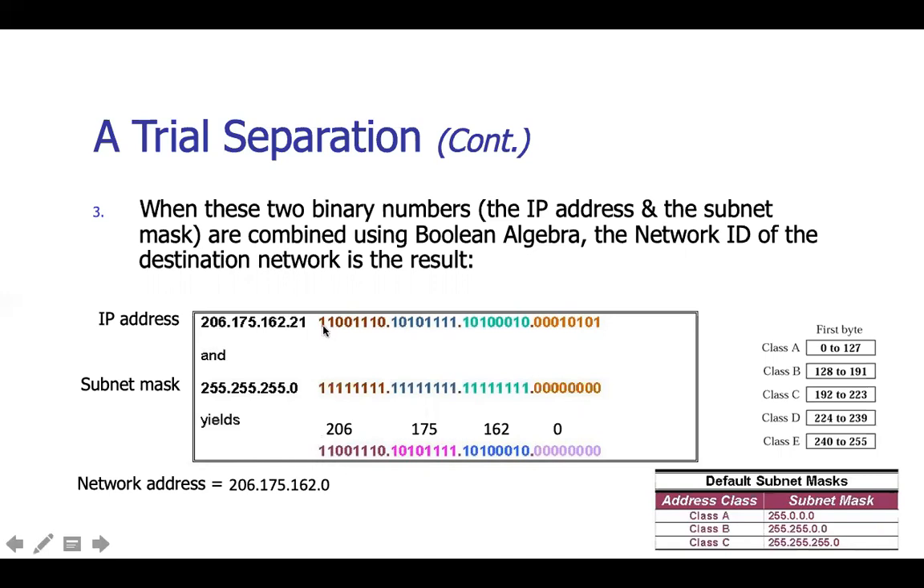So you know that 1 and 1, you will get 1. 1 and 1, 1. 0 and 1 is 0. 0 and 1 is 0. 1 and 1, you will get 1. 1 and 1, you will get 1. 1 and 1, you will get 1. 0 and 1, you will get 0. So you need to do the same for the other bytes. So these are the answers. These are the results of the Boolean algebra.